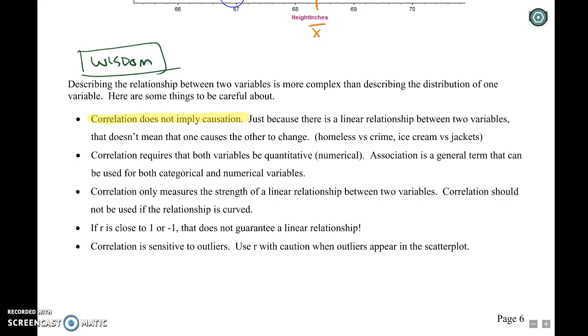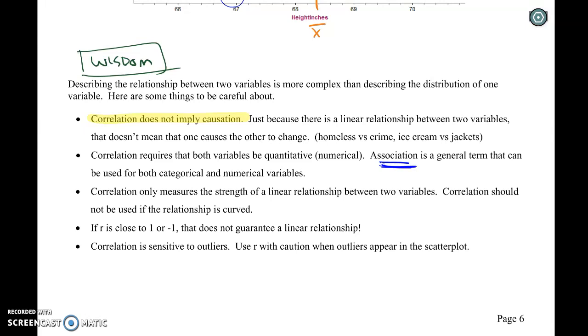Correlation requires that both variables be quantitative or numerical. Association is a general term. In fact, I would encourage you to use association instead of correlation. Association can be between categorical and numerical. However, correlation can only be between two numerical variables. So if you say there's a correlation between your political viewpoint and your gender, no, that's wrong. There's an association perhaps, but there can't be a correlation because you're male or you're female.